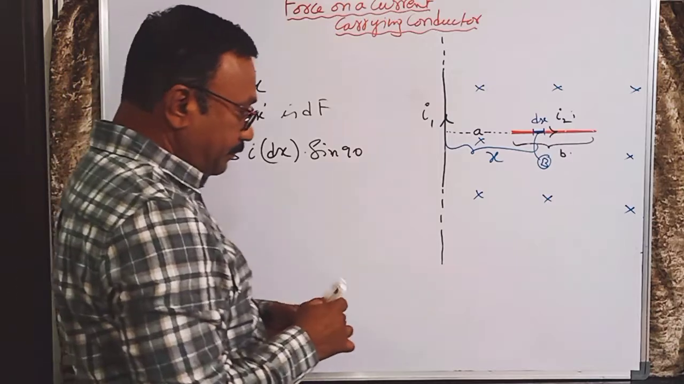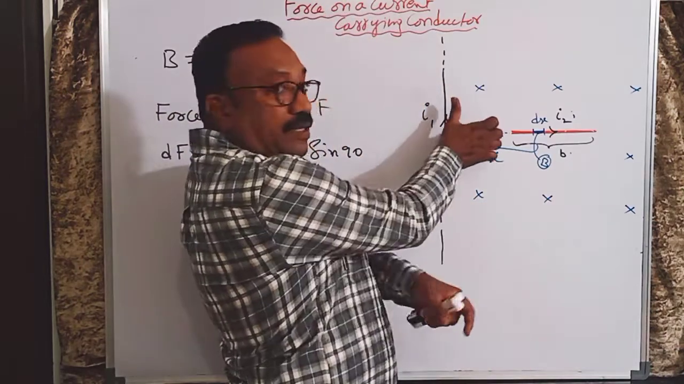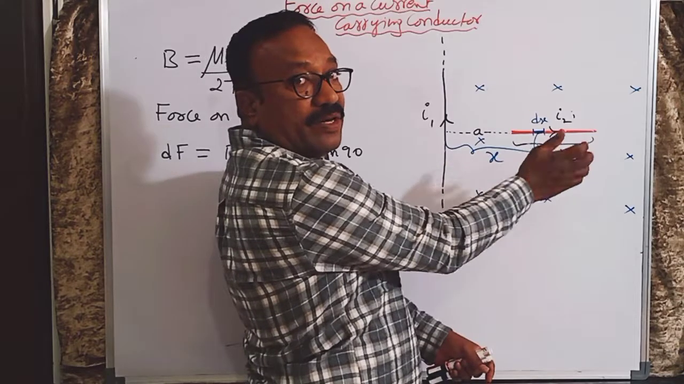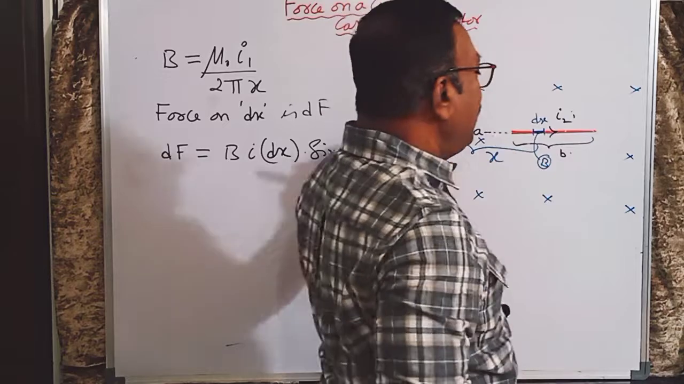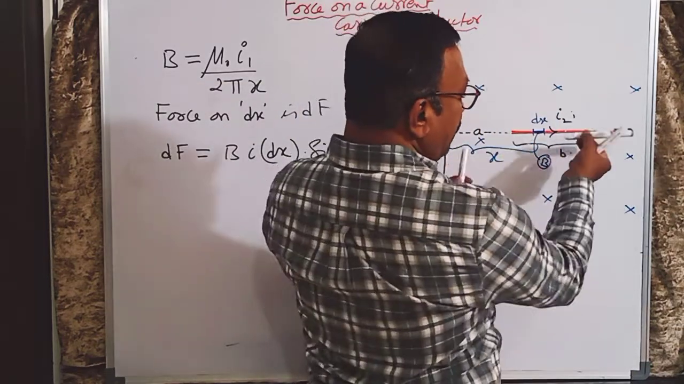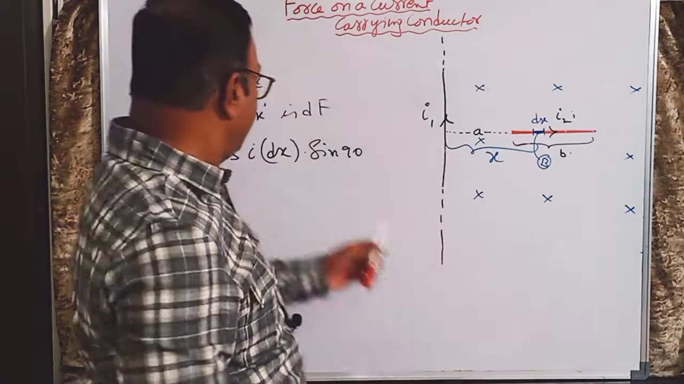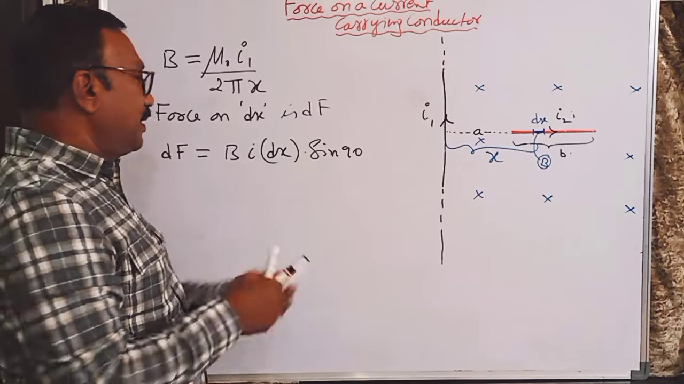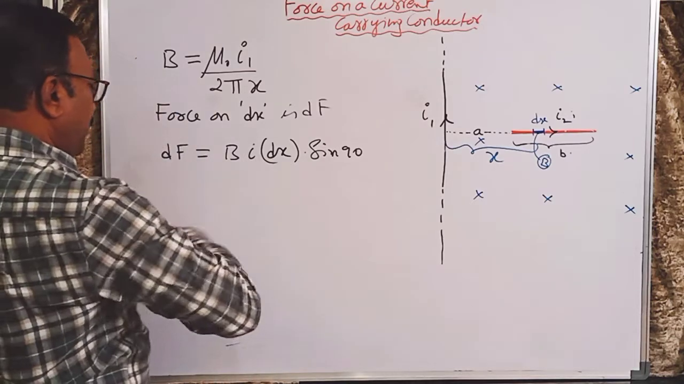Why? See, the magnetic field is inward. Anyhow, this current carrying conductor produces a magnetic field inward. The length dx is this way, and the magnetic field is inward. So, what is the angle? 90. BIL sin 90. So let me substitute the B value here.